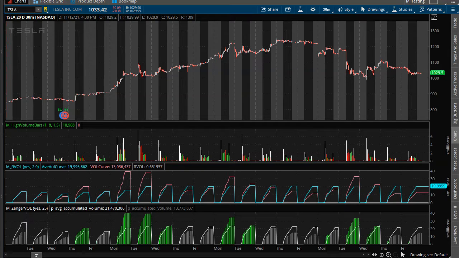Hello everyone. I had a request to talk about relative volume. So here I'm going to show a Tesla chart. I've got 20 days of 30-minute bars with pre and post market turned on.